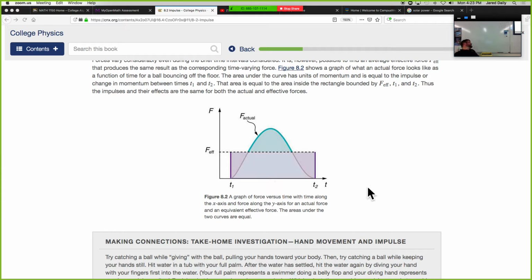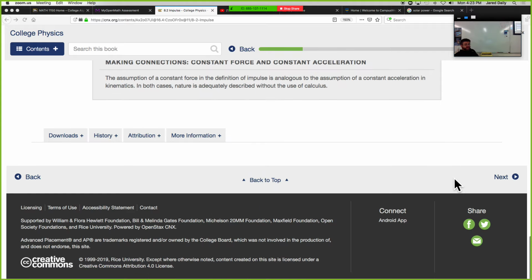Now, like in the last chapter, where we had a force as a function of distance graph, and we took the area under the curve and got the energy, in a force time graph, we take the area under the curve and we're going to get the momentum. So that's useful.